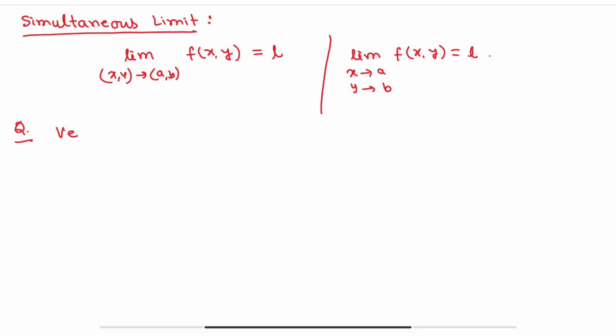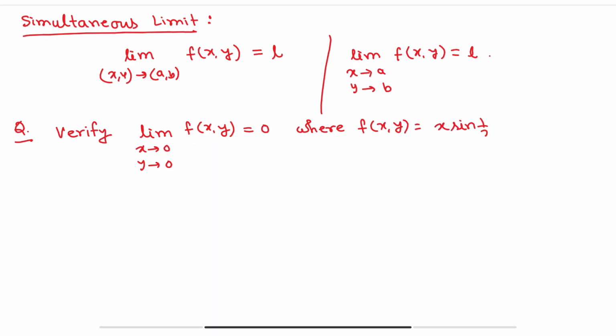Verify limit x tends to 0, y tends to 0, f of xy equals 0, where f of x comma y equals x sine 1 upon x plus y sine 1 upon y. And here the conditions are given that x is greater than 0, y is greater than 0.